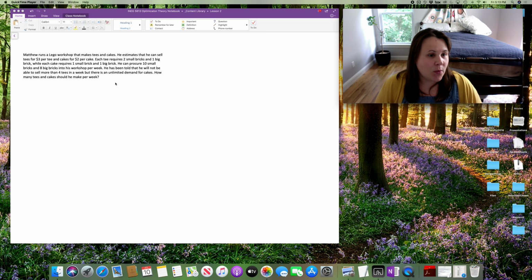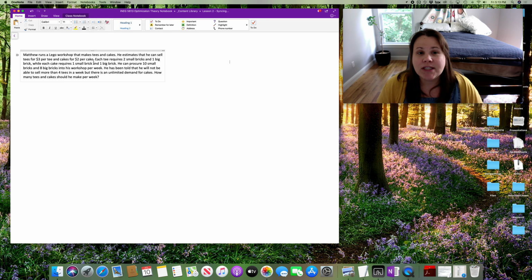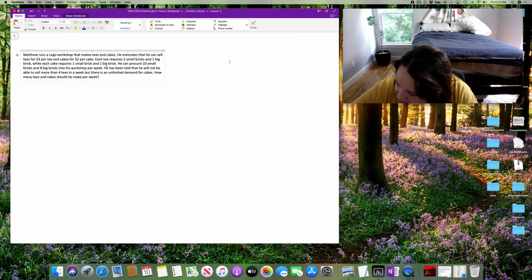We have this Lego workshop example, so you can pause and read this here if you haven't already gone through this. But essentially, we're making teas and we're making cakes, and we have a certain amount of Lego material, small bricks, big bricks, and tea demand, and we must determine how many teas and cakes to make. And so what we're going to do is take this and represent it using decision variables, objective function, and constraints.